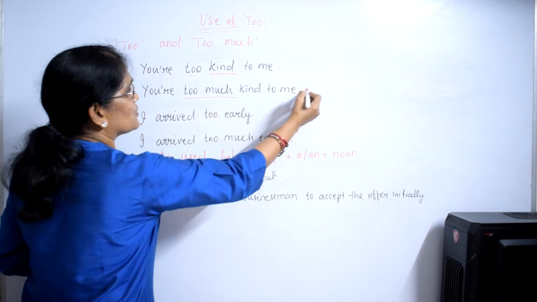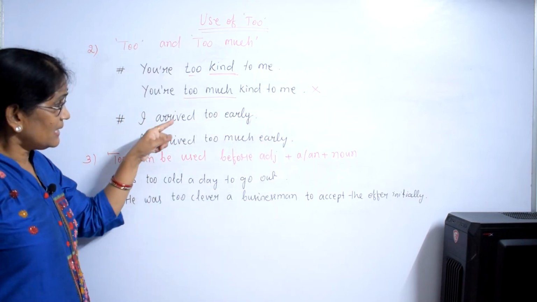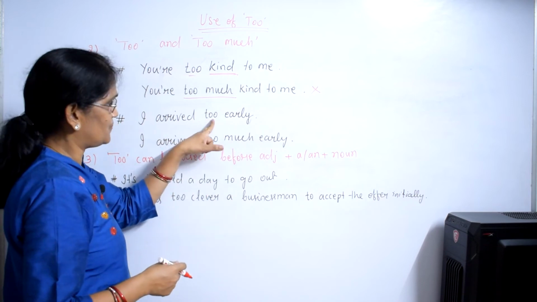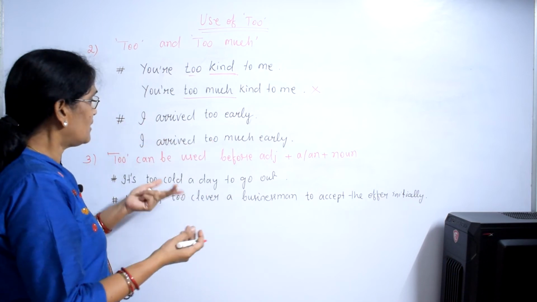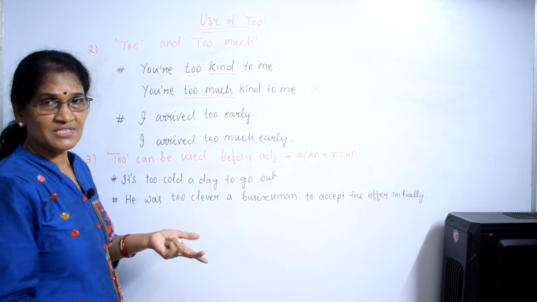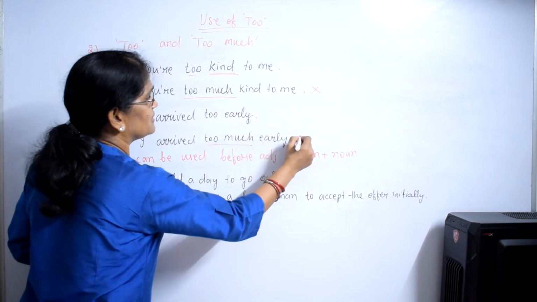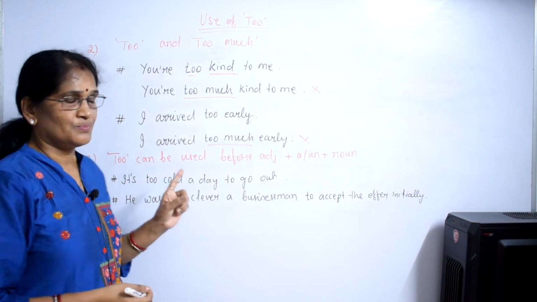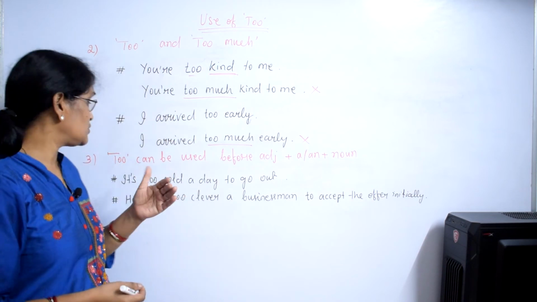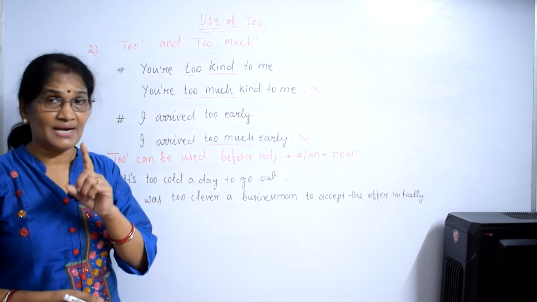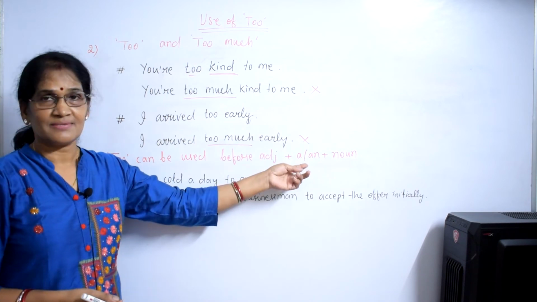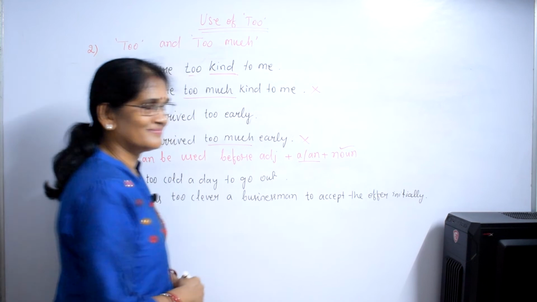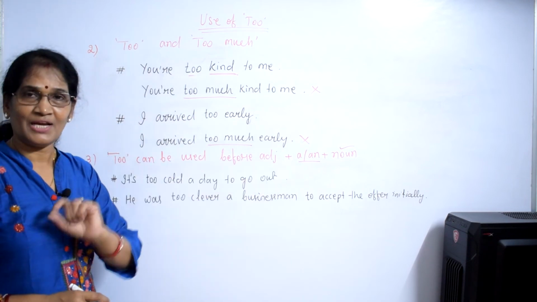Okay, this is wrong. I arrived too early. Before an adverb, we use too. But we can't say I arrived too much early. The too much is wrong. And we use too, right? That means too can be used before an adjective plus the article a or an with a noun. Okay? In such a way, we can use it.